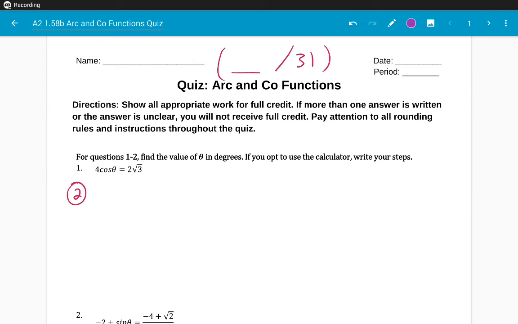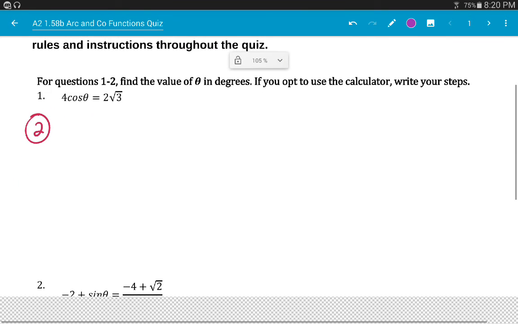Okay, here's a review of the arc and co-functions quiz in preparation for the offered retake. Now, there were two versions of this quiz, but I'm only going to go over one because they contain the same contents, and I'm not interested in just giving you the answers, more the concepts, the process, etc. And since you won't know which questions you're going to get when you get the retake, that makes the most sense. Now, for questions 1 and 2, find the value of theta in degrees.